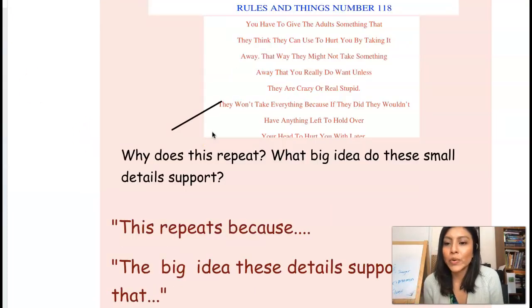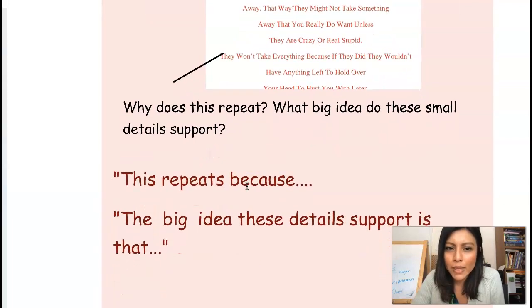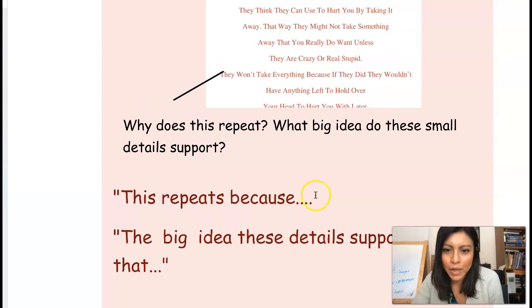So something that I noticed repeating here in this rule is again, the way that he's talking about adults. You don't trust them, used to hurt you. So now I want to ask myself, why does this repeat? I think this repeats because it's basically teaching us that Bud hasn't had an adult that he's really trusted. I mean, he did have his mom, but she died and she wasn't there for him.